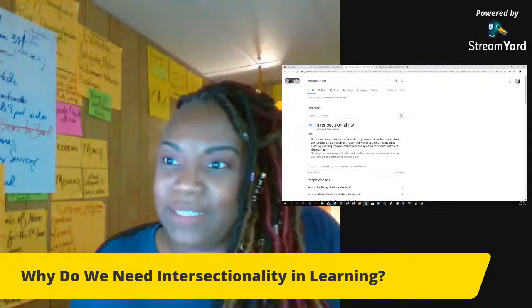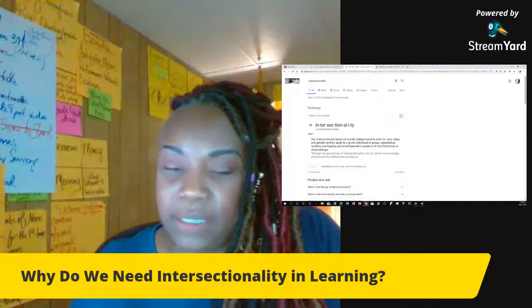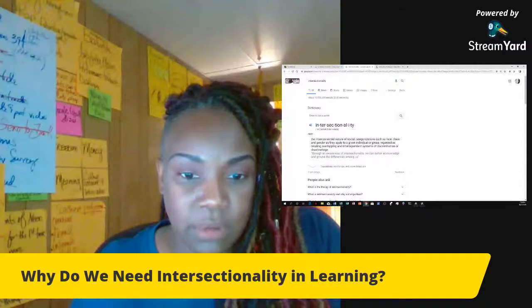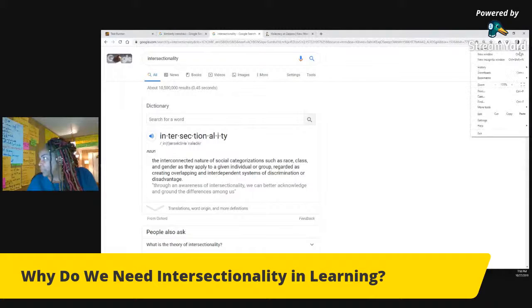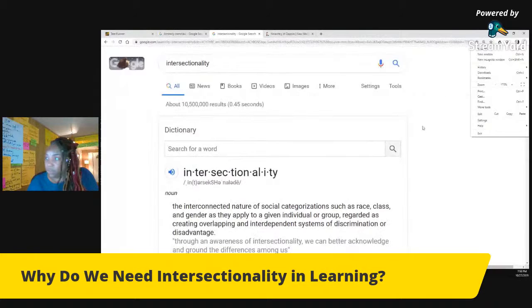Intersectionality. How do I get this thing bigger than this? I did it in the other one. I don't think it's this one. Oh, it is that one. Huh. Okay. Can y'all see that? Let me see if I can make that bigger. Intersectionality. Yep, it gets bigger right here too. Okay.